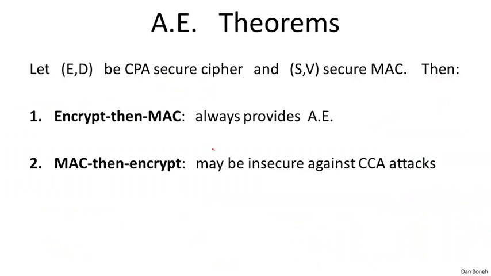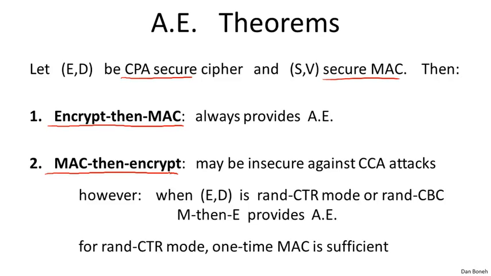Just to repeat what I've just said, the IPsec method, encrypt then MAC, always provides authenticated encryption. If you start from a CPA secure cipher and a secure MAC, you will always get authenticated encryption. As I said, for MAC then encrypt, there are pathological cases where the result is vulnerable to CCA attacks and therefore does not provide authenticated encryption. However, the story is a little bit more interesting than that. If you're using randomized counter mode or randomized CBC, then for those particular CPA secure encryption schemes, MAC then encrypt actually does provide authenticated encryption and therefore it is secure.